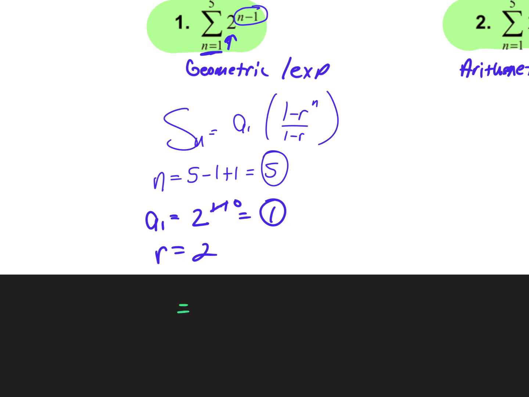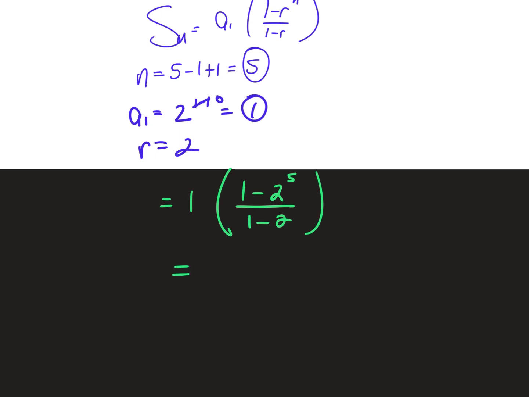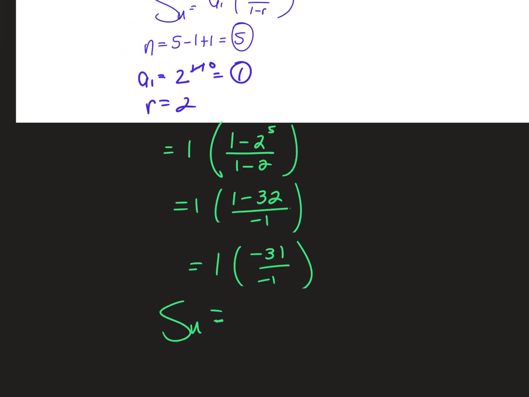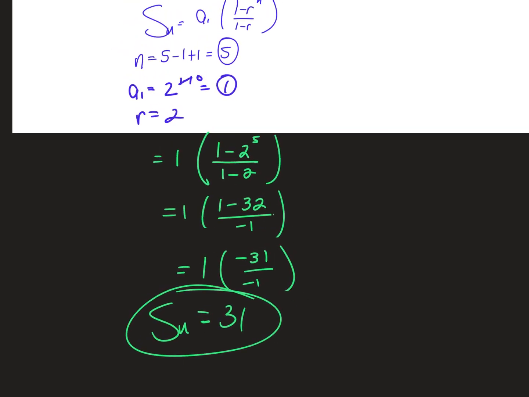You guys know that your first term is 1. It's 1 minus 2 to the what power? 5th power over 1 minus 2. Now you can simplify as you need to, guys. I have my 1 out in front. I have 1 minus 2 to the 5th power is 32 over negative 1. Still have my 1 out in front. What's 1 minus 32? Negative 31 divided by negative 1. So what is the sum of the first 5 terms of this geometric series? Positive 31. Negative divided by negative is a positive.